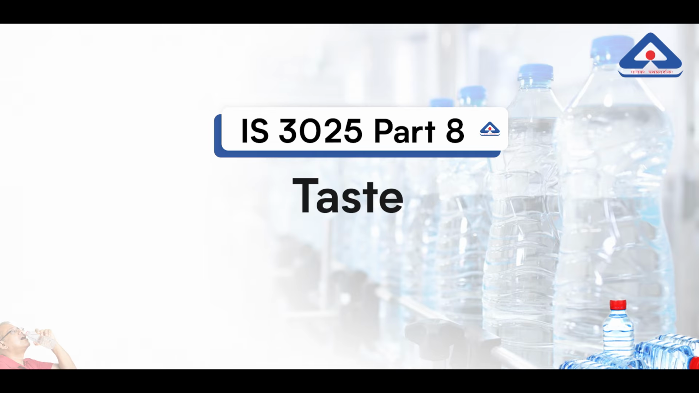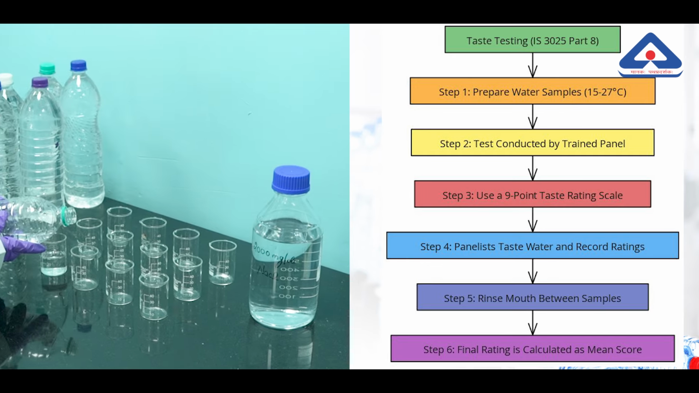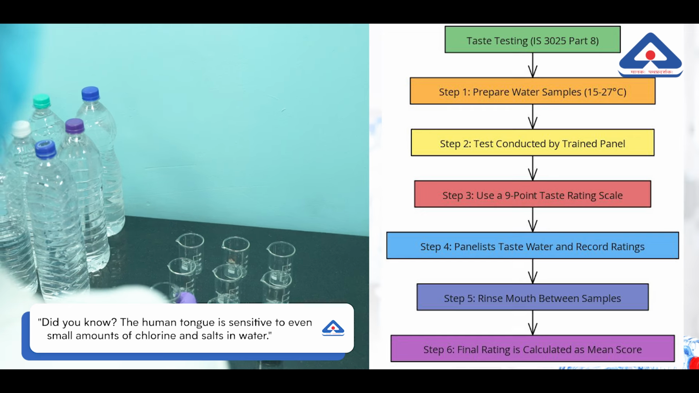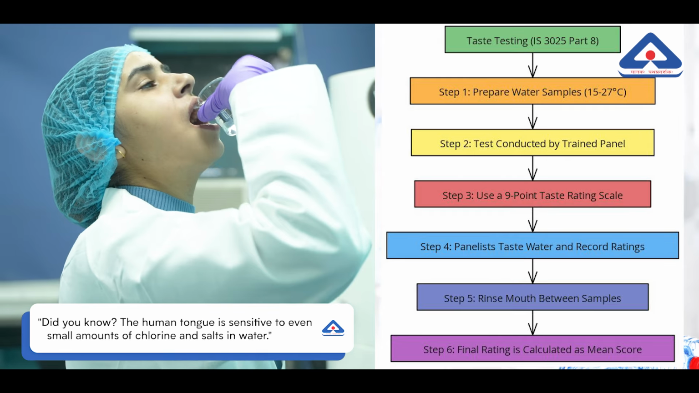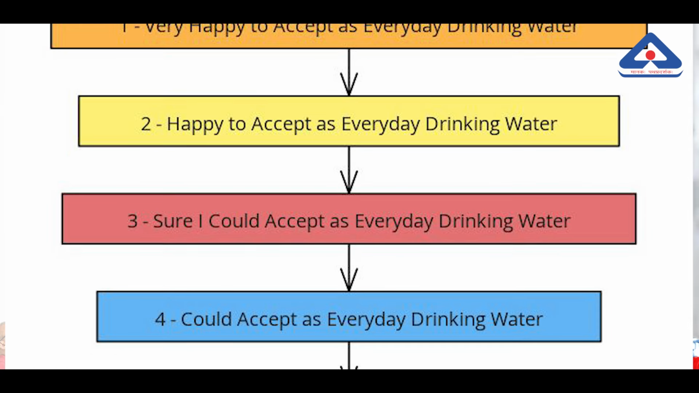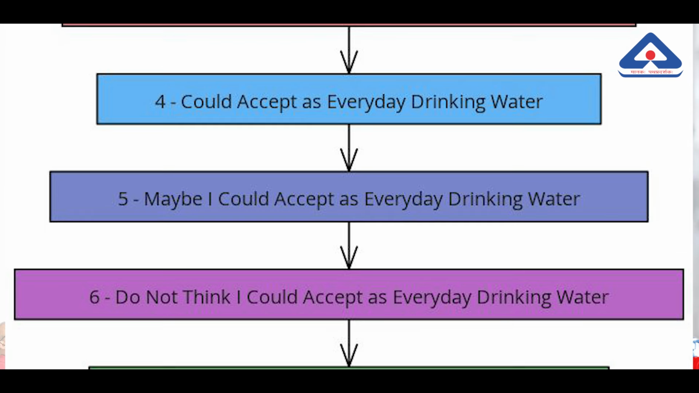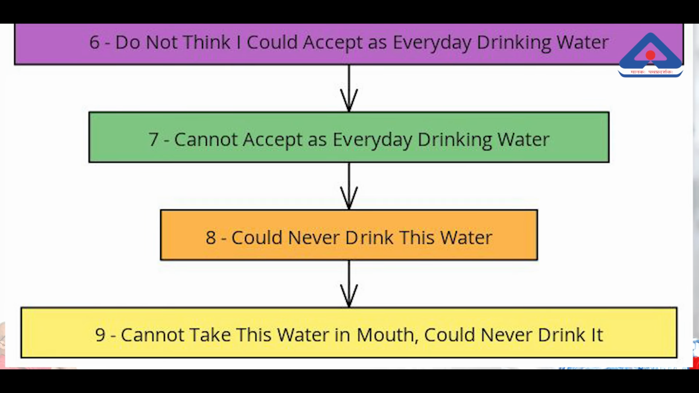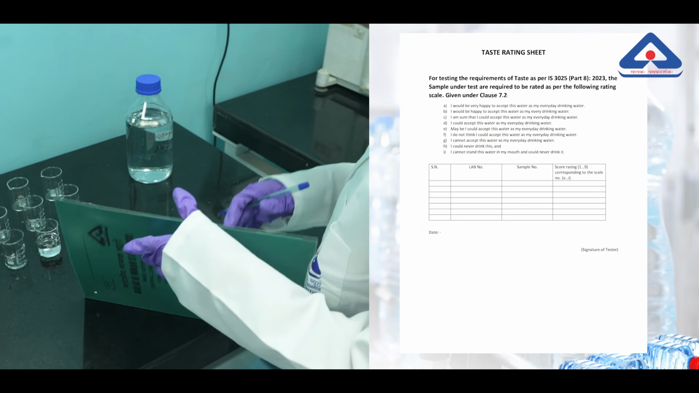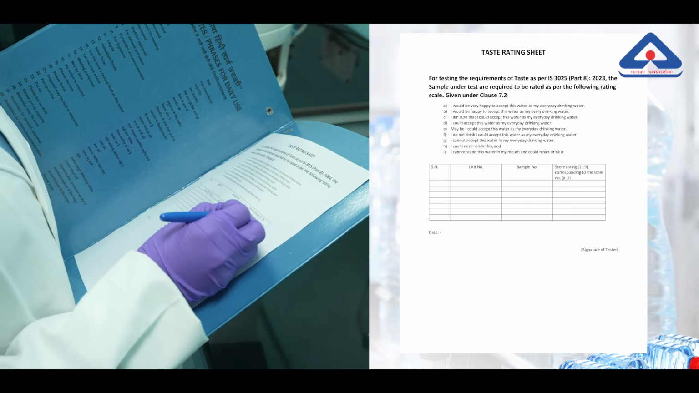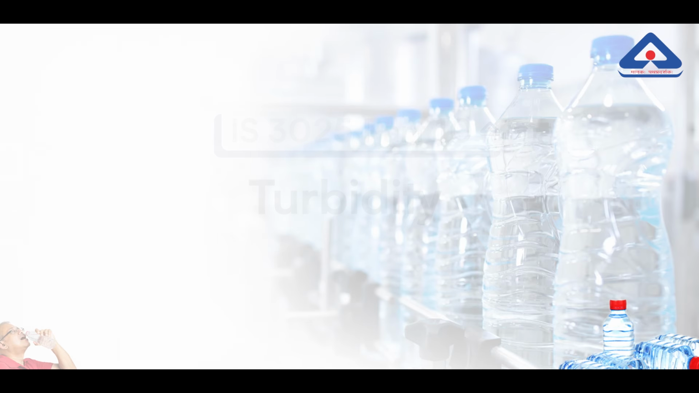Taste parameter testing, IS 3025 Part 8. Taste testing ensures water meets acceptable standards. Samples are prepared at 15 to 27 degrees Celsius and tested by a trained panel. The taste is rated on a scale from "I would be very happy to accept this water as my everyday drinking water" to "I cannot stand this water in my mouth and I could never drink it." A sample sheet is put at the right side of the video for more details. Testers rinse their mouths between samples to maintain accuracy.